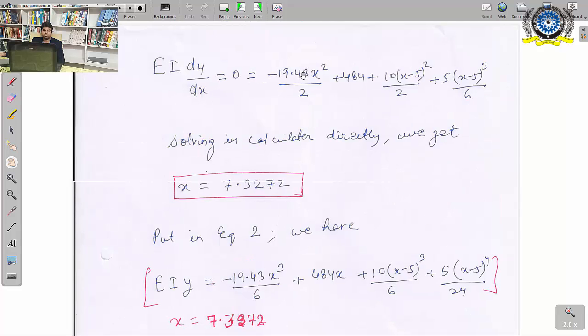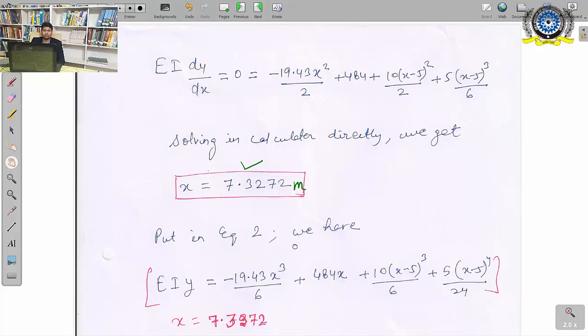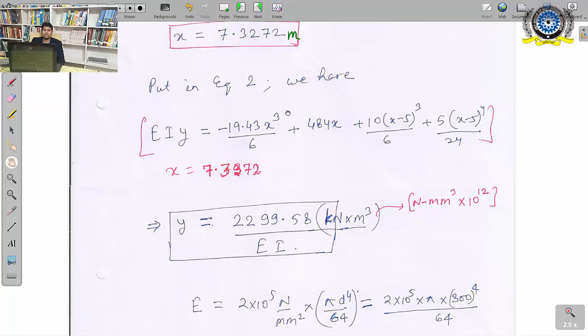So dy by dx equals 0, and from here I have solved it, and I have found that x is 7.3272 meter. This is the value of x I have calculated after making dy by dx equal to 0, and to find out the maximum value of y, we will put it in this equation for EI. Again remember that the equation only up to this part is taken, the last part is not used.